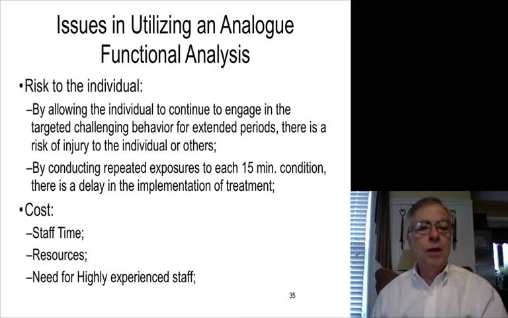Another issue has to do with cost. This is a very staff-intensive procedure to use. You need at least one person in the room running the session. You need at least one person across in a one-way mirror taking data. Often you're going to have a second person doing inter-observer reliability. And in our case, we had a nurse or a medical professional there to sort of supervise the whole thing and make sure that no one was getting injured seriously. And they were able to tell us to stop the sessions if things got out of hand. There are a lot of resources that are required to be able to do this.